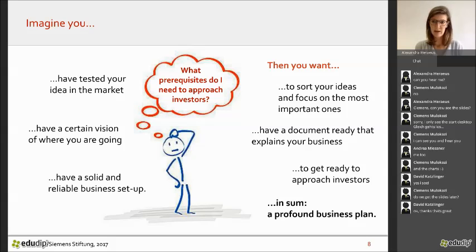And if you have all that and know you want to proceed and go ahead with your business, then you are basically at the point where you have to sort out your ideas. You want to have something to hold in your hands and also to approach investors. And that's the point where you say, okay, a business plan might actually be quite helpful at this stage.